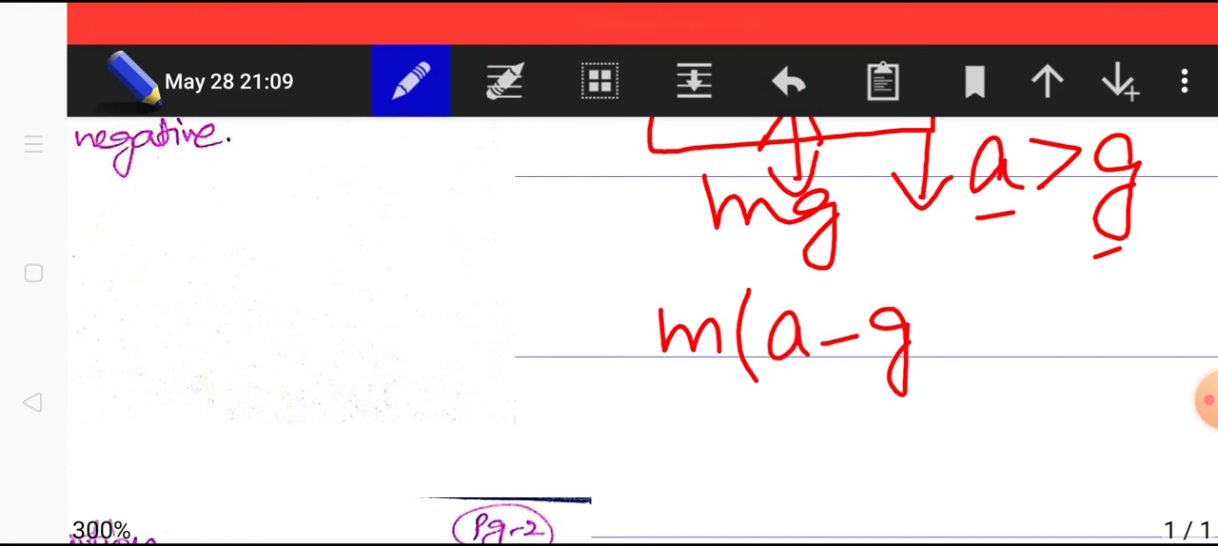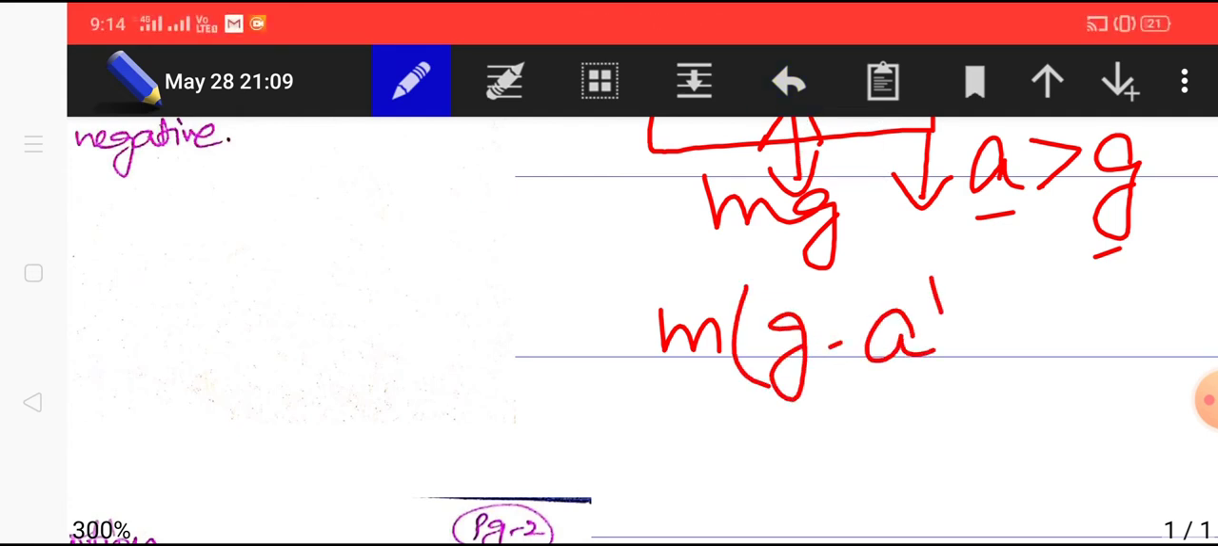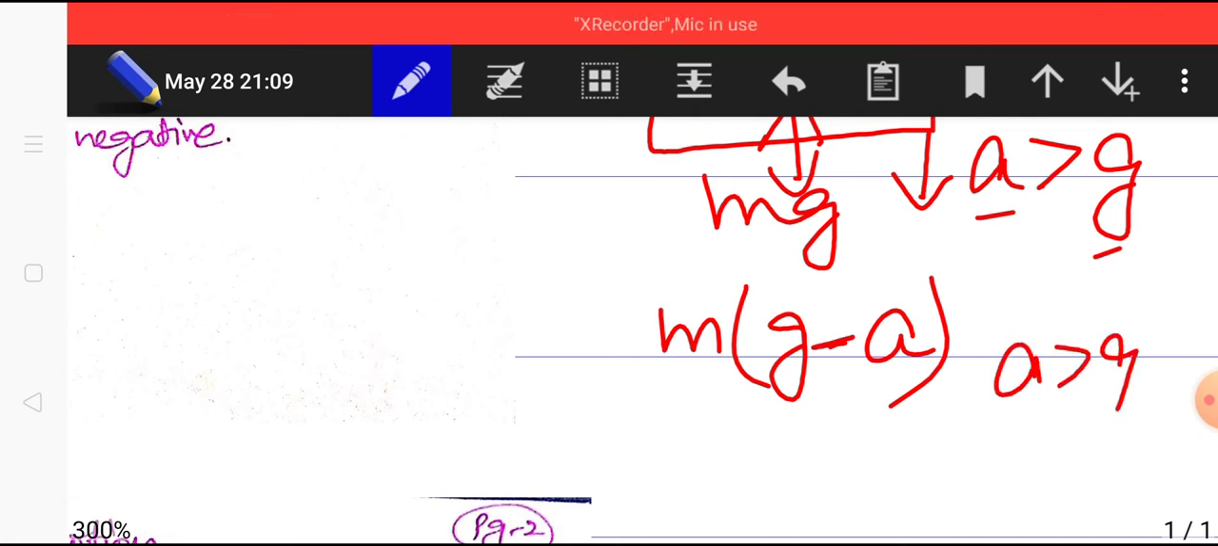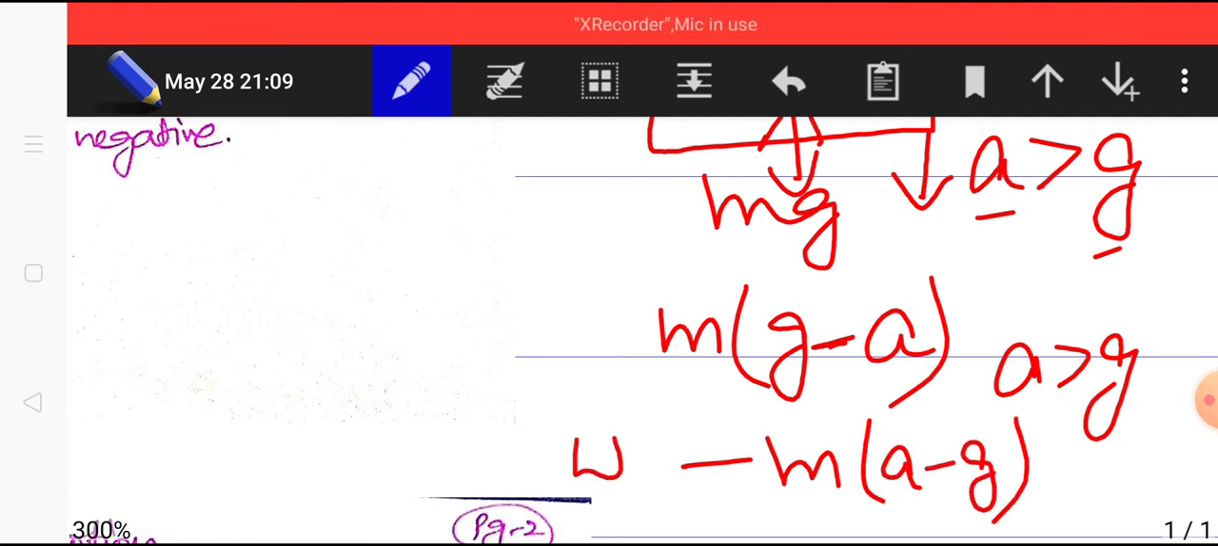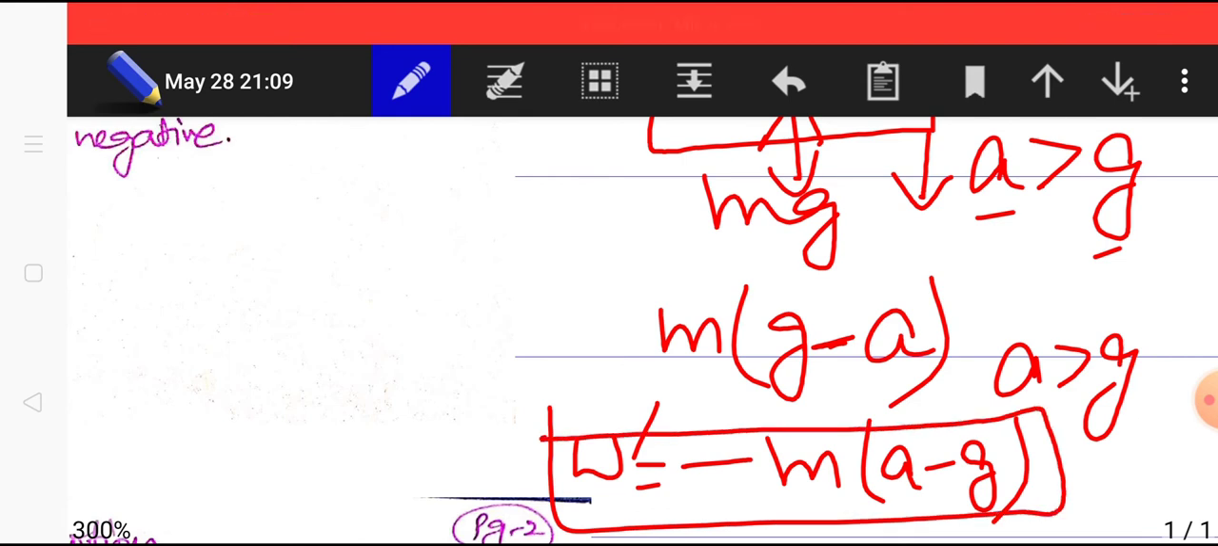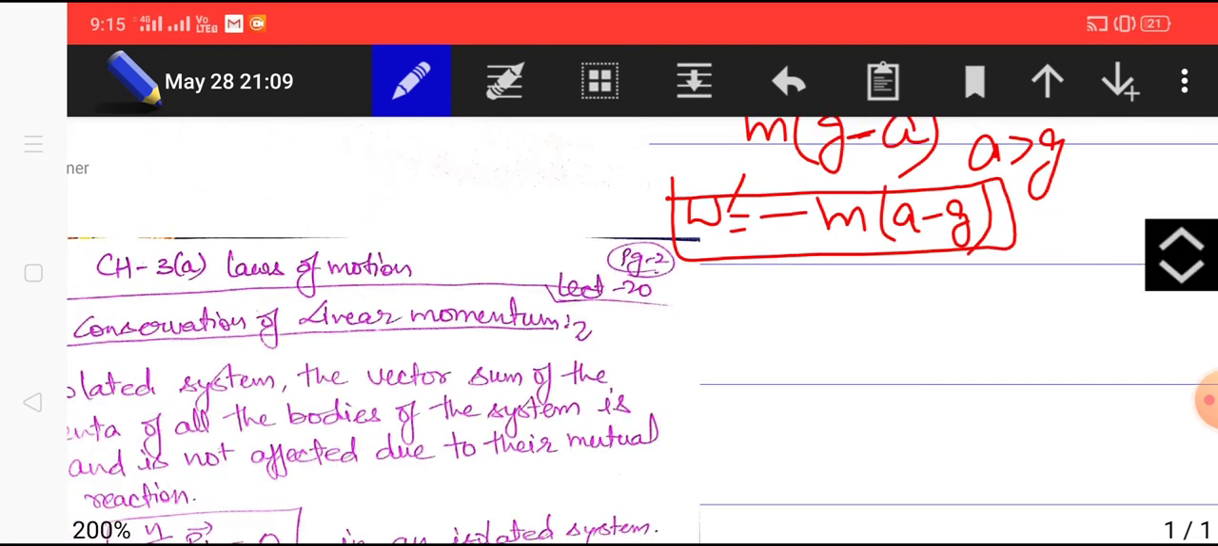So if we put the value in previous formula, that mg minus a, and as our a is greater than g, this term will come minus m a minus g. So this is going to be apparent weight w dash, which is negative. So m a minus g weight of the person will be on the ceiling of the lift.